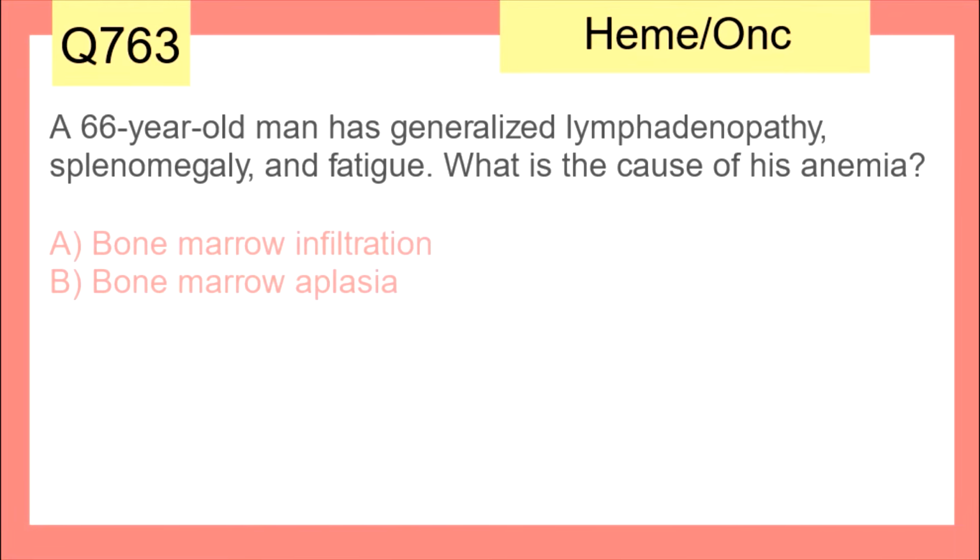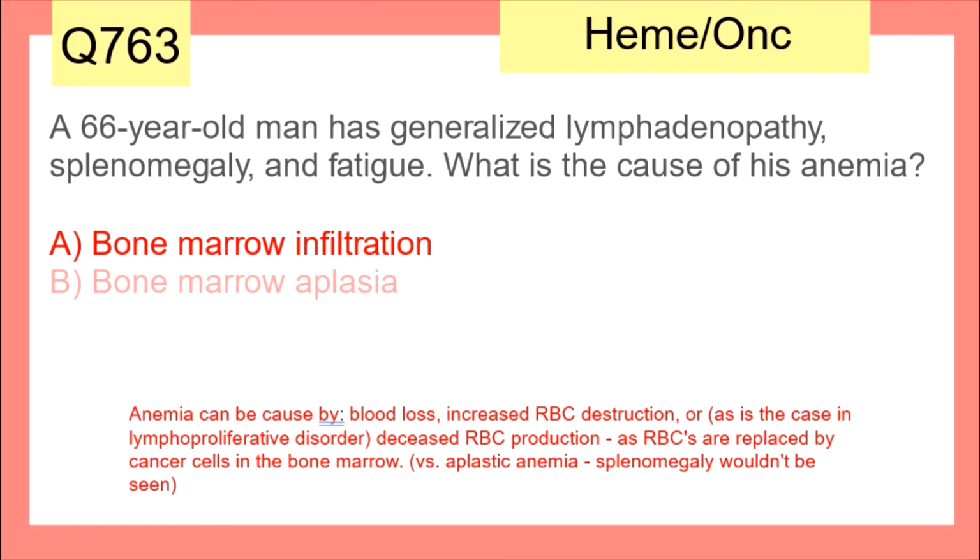Question 763, a 66-year-old man has generalized lymphadenopathy, splenomegaly, and fatigue. What's the cause of his anemia? So here we have CLL. In all these diseases, the myeloproliferative diseases, there's bone marrow infiltration, and that's what prevents the red blood cells from being produced properly. That's what we see over here.